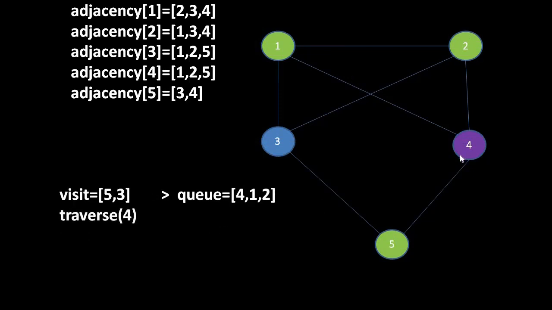Now 4 is connected to 1, 2 and 5, but 5 is already in the visit array and 1 and 2 are already in the queue, so we will not push anything into the queue, but we will push 4 into visit. Now again we will take the first element of the queue, that is 1, and we traverse the graph.